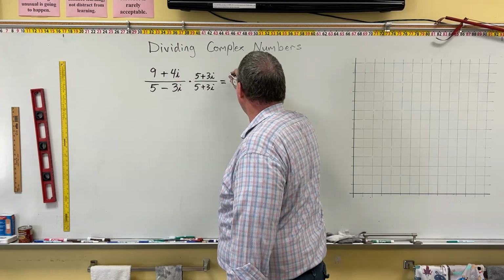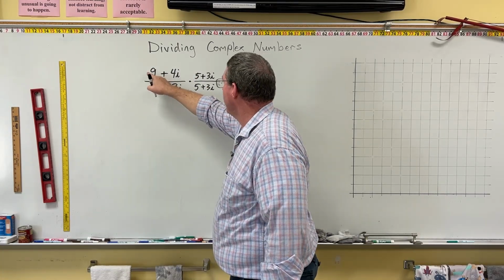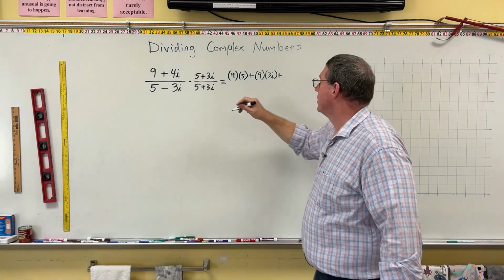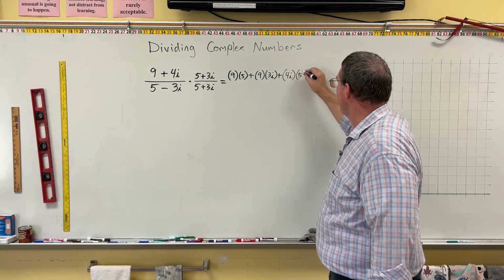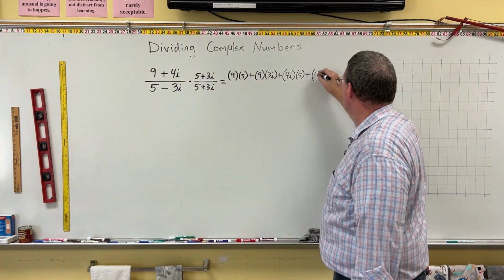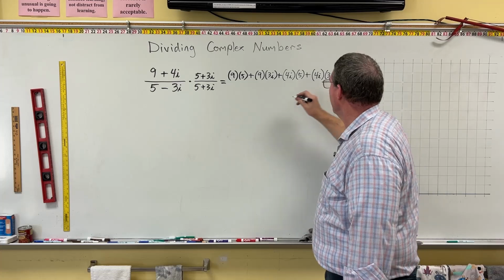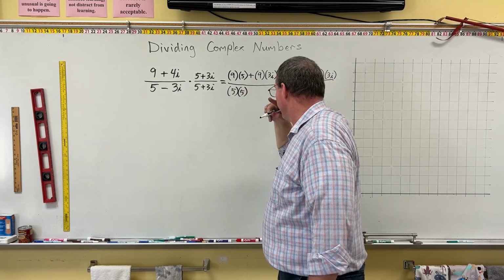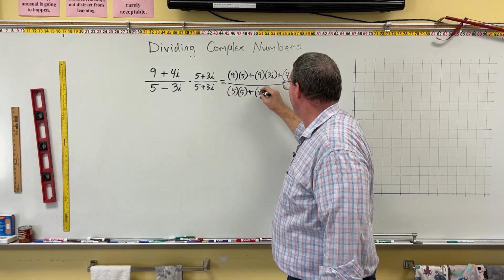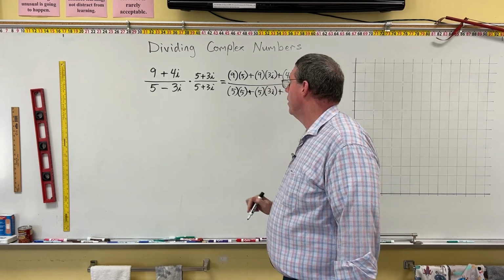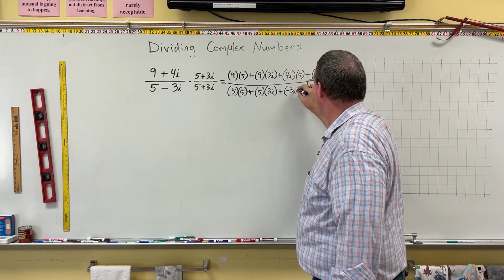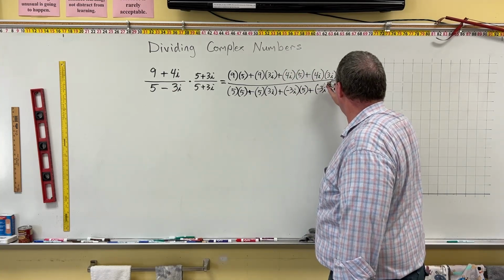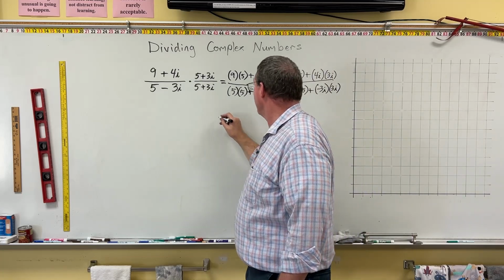So here we're going to do 9 times 5, then 9 times 3i, plus 4i times 5, plus 4i times 3i, over 5 times 5, plus 5 times 3i, plus negative 3i times 5, plus negative 3i times 3i. Okay? All right, well, let's go ahead and work this out.